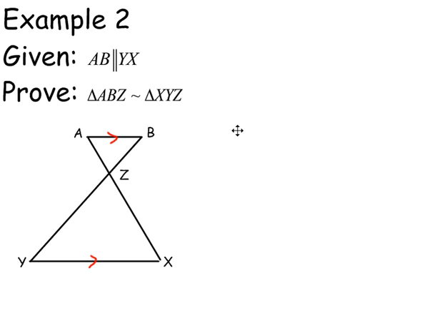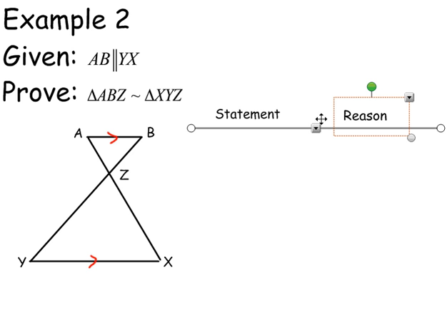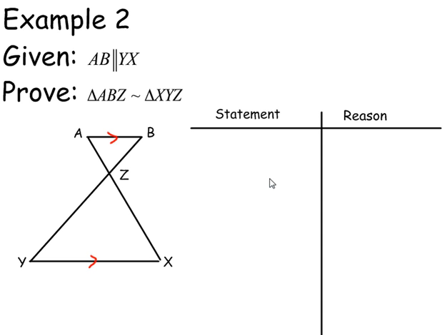I'm going to do a two-column proof for this. So I'm going to make two columns. One column will say statement, the other one will say reason. As opposed to doing a paragraph proof, like I did in the first example, this is a two-column proof. Your statements will go on the left side. Your reasons to back up those statements go on the right side.